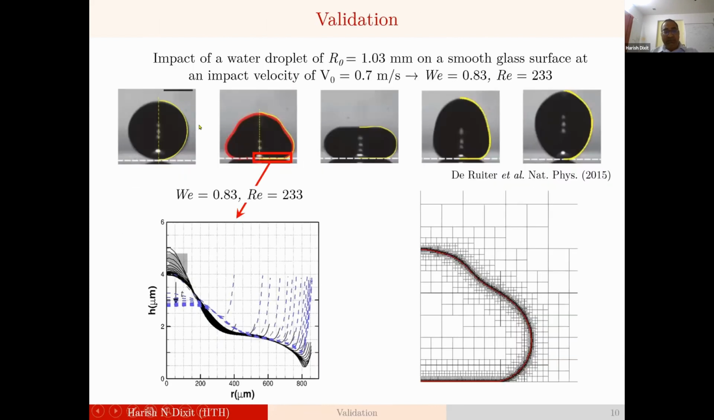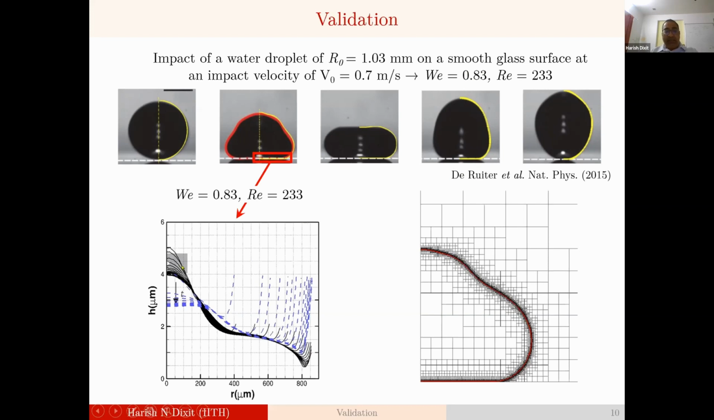So we make sure that our simulations are accurately getting the shapes that were reported in experiments. As you can see, these are low Weber number experiments, and the drop remains nearly spherical just before impact. The yellow curves are the simulation shapes.